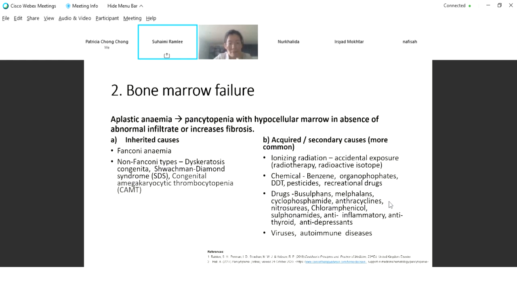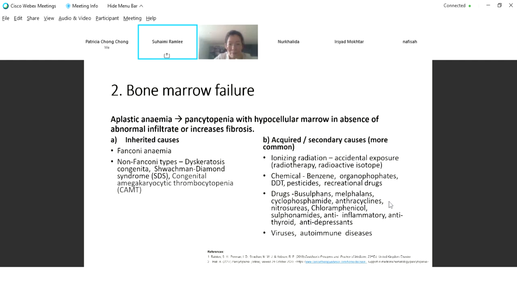For bone marrow failure, failure here means it failed to produce adequate and functioning cellular components. So it will result in ineffective hematopoiesis, but there is no infiltration of the marrow. The most common cause is aplastic anemia, which is defined as pancytopenia with hypocellular marrow in the absence of abnormal infiltrate or increased fibrosis. For aplastic anemia, the causes can be divided into inherited and acquired causes. Acquired causes are the most common.